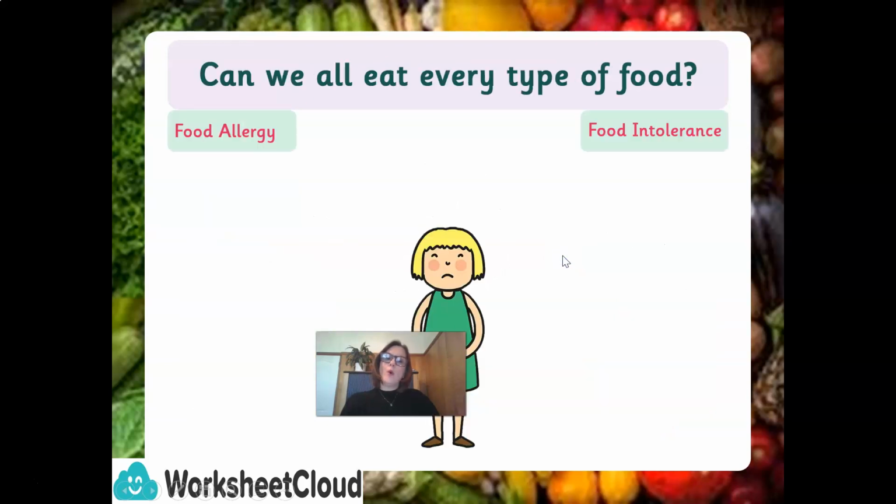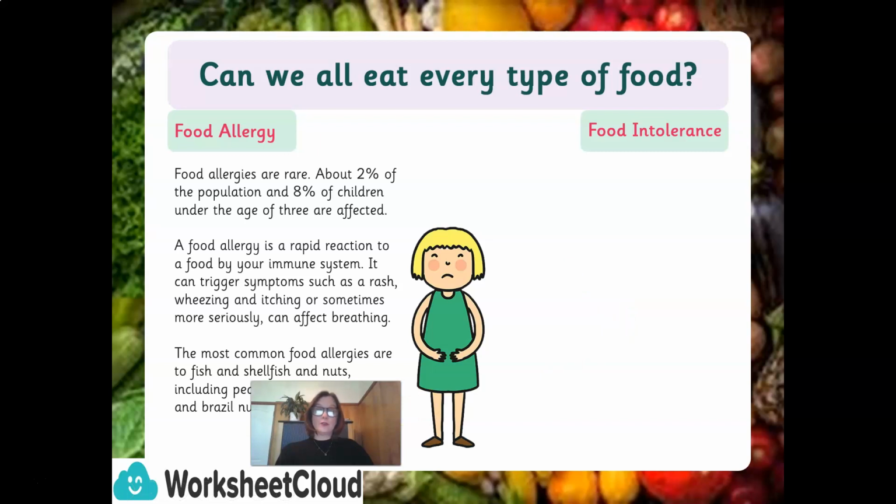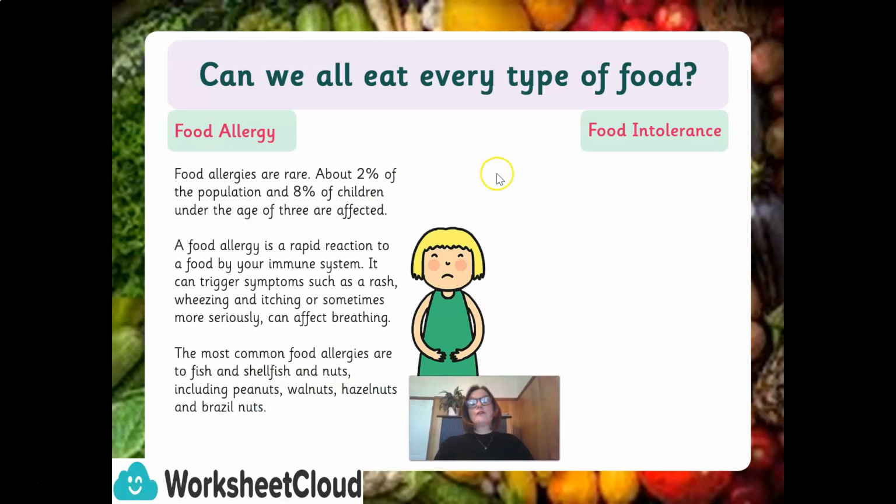Now, can we all eat every type of food? No. Some of us have food allergies and some of us have food intolerances. Let's take a look at the differences between the two. So food allergies are rare. About 2% of the population and 8% of children under the age of 3 are affected by a food allergy. A food allergy is a rapid reaction to a food by your immune system.